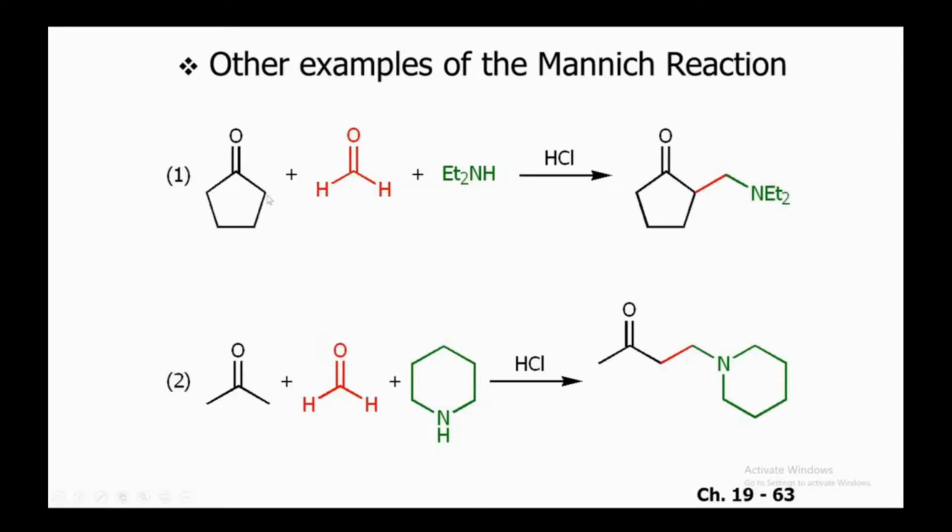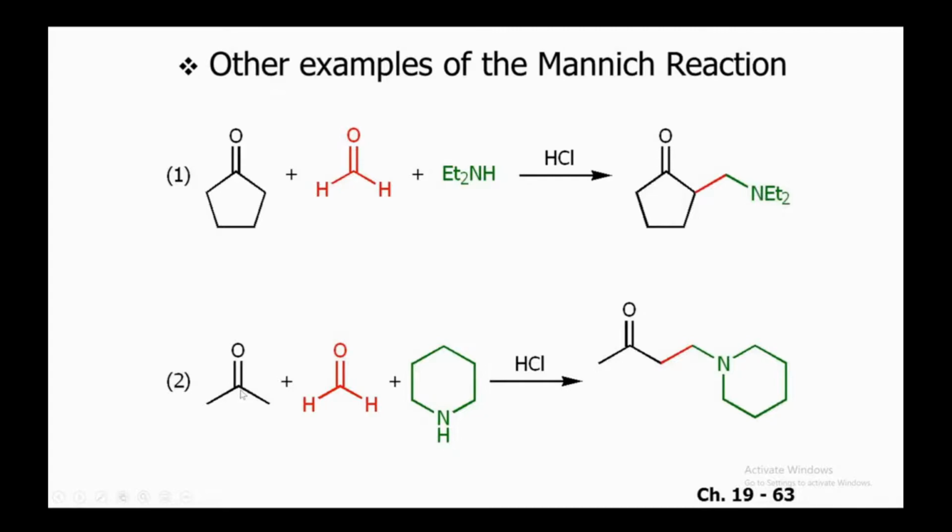So this is a cyclohexanone, formaldehyde, and again this is a secondary amine HCl. Now you look towards the product: cyclohexanone remains same, the formaldehyde is converted into one carbon, that is CH2, and this CH2 makes a bond with this nitrogen, and the hydrogen of this nitrogen is lost. So this is how you can write the product of Mannich reaction. This 5-membered ketone remains same, formaldehyde is converted into CH2, the red one, and the secondary amine loses its hydrogen, the rest is same.